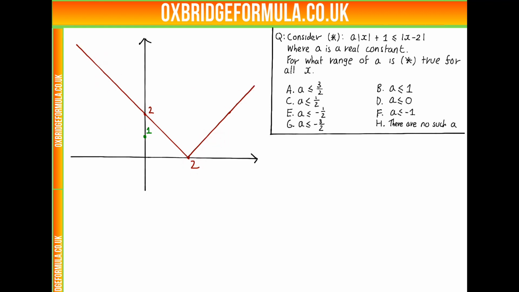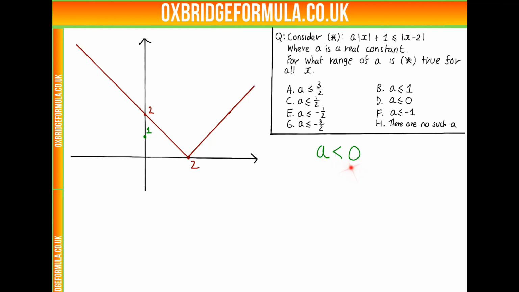So we see a greater than 0 is never going to work because we're just going to go straight through this curve here, and the green line will be much higher than the red. So we know at least that a is less than 0 for star to hold for all x.